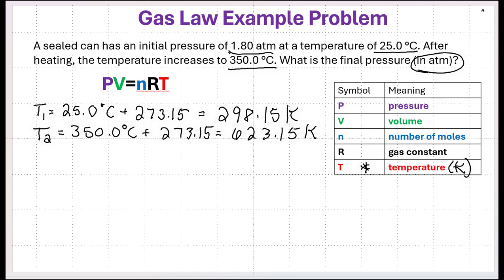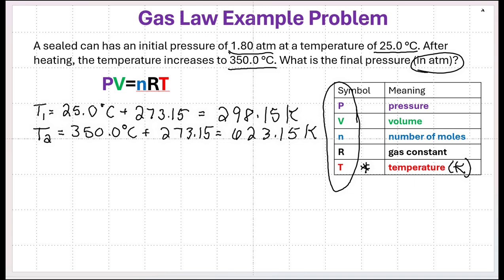Now I have this equation here, PV equals nRT. That's the ideal gas law. And these are all the variables. P is pressure, V is volume, n is number of moles, R is the gas constant, and T is temperature, always in Kelvin. And so I only remembered this one law, and I derived from this law what I need to solve my problem.